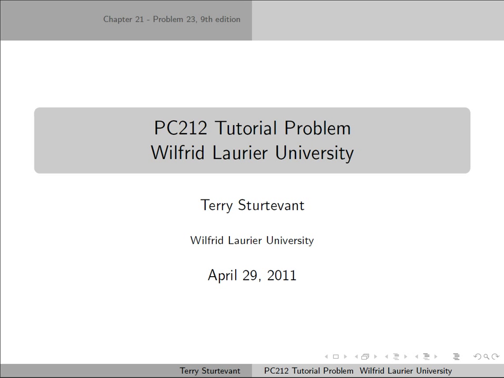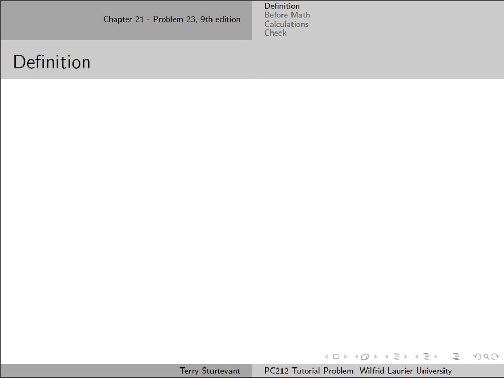This is Chapter 21, Problem 23 from the 9th edition. So in this problem there are two charges, Q1 and Q2, that are on the y-axis, an equal distance from the x-axis. Partway out along the x-axis is a particle Q3.